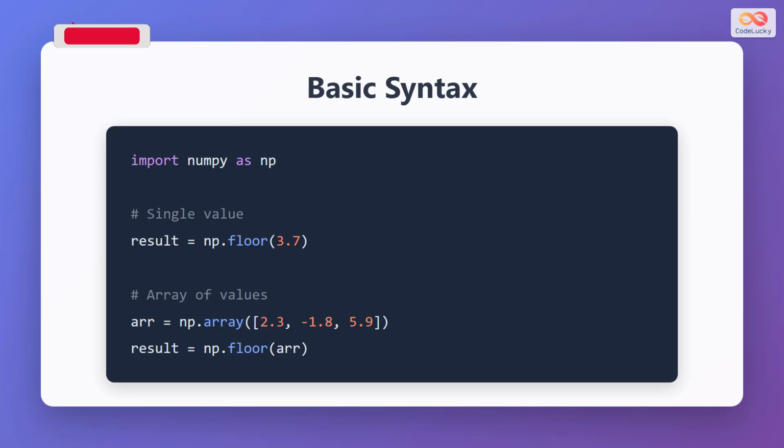The syntax is straightforward. First, import NumPy as np. For a single value, use np.floor with the number in parentheses. For multiple values, create a NumPy array and pass it to np.floor. The function works element-wise on arrays, applying the floor operation to each value independently.